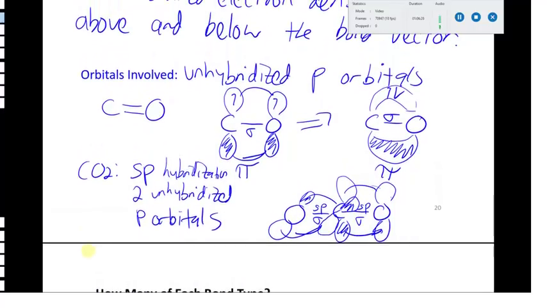All right, any questions on that concept? Again, the picture is a little bit complicated, but we can clarify some things.